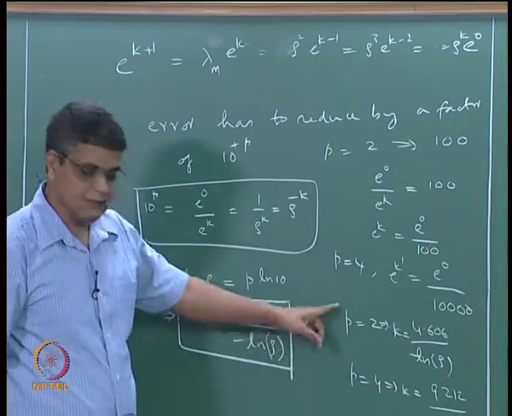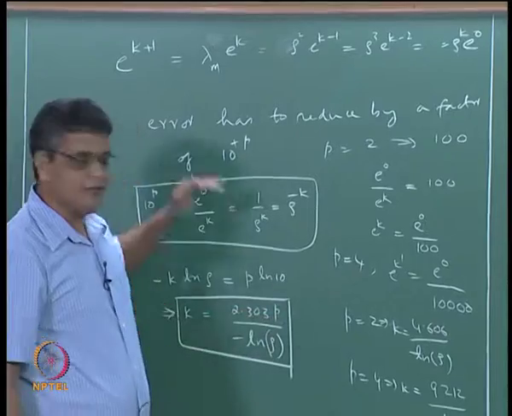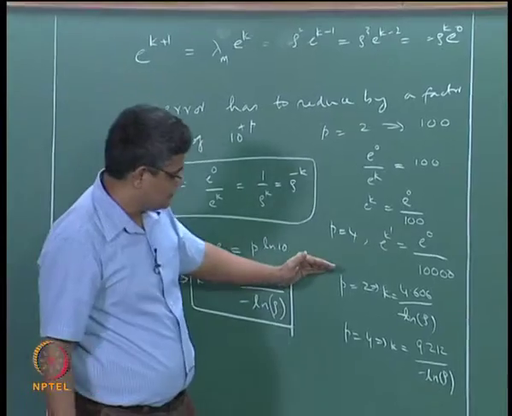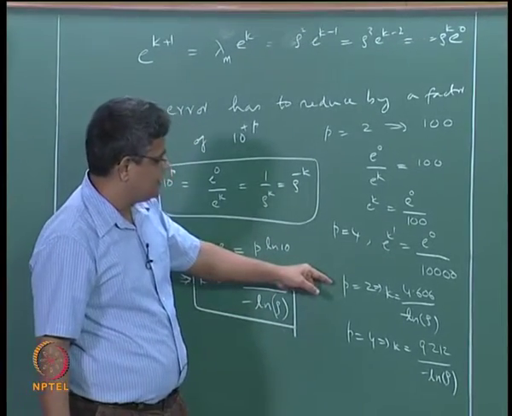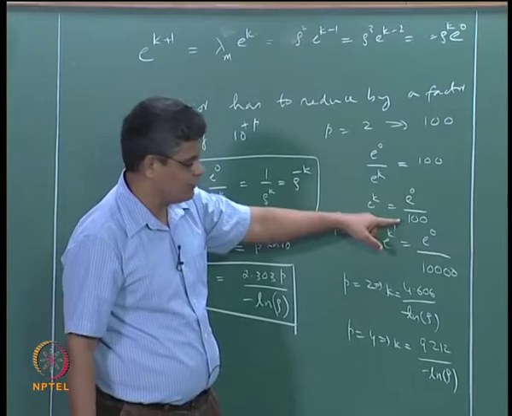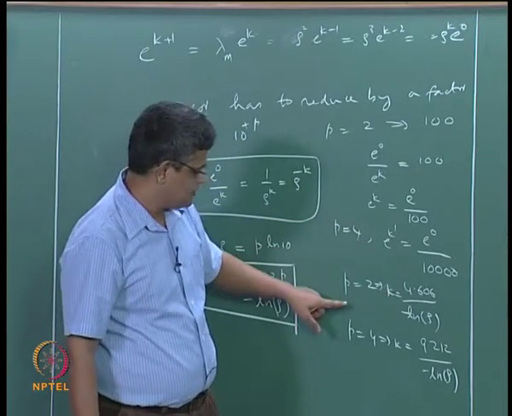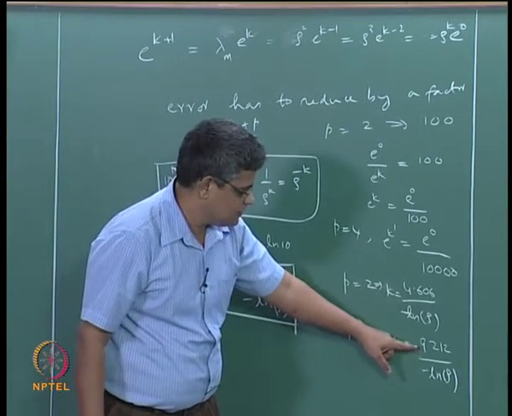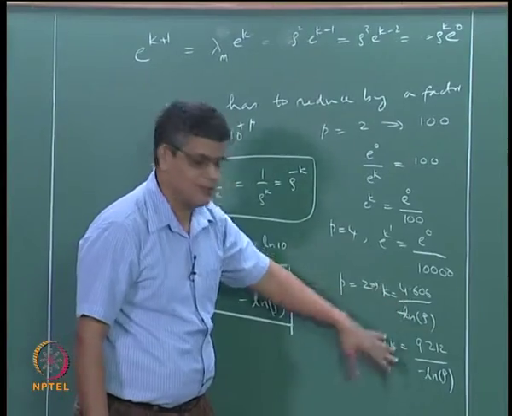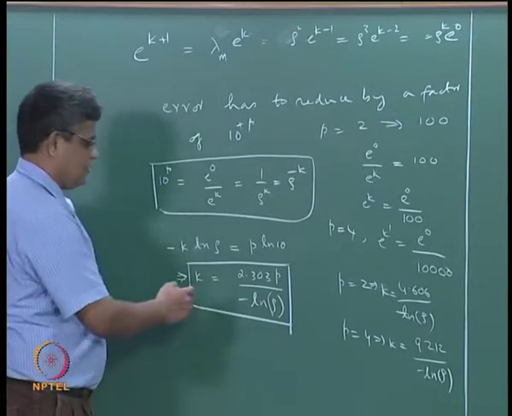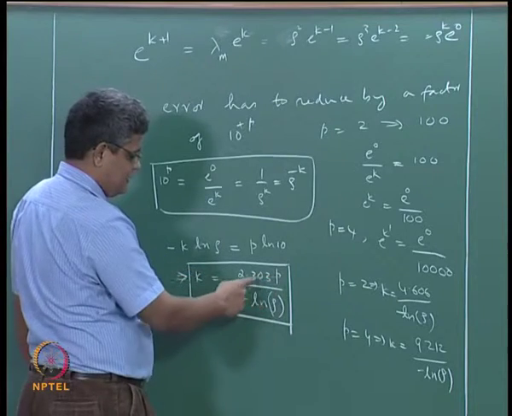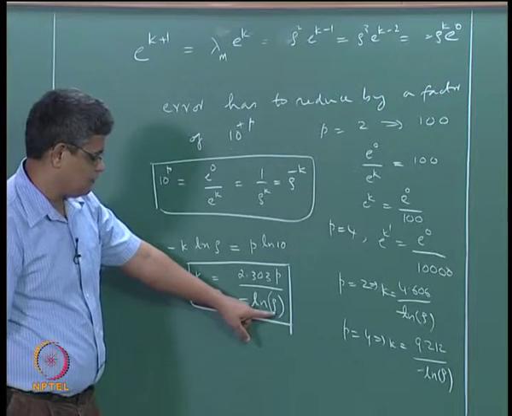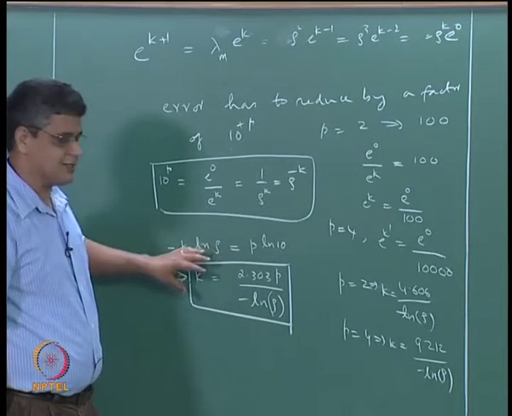And what we see from here is that for a given matrix the spectral radius is fixed. Okay. So if you want to go from an error reduction of 100 times to 10,000 times, that is to reduce the error by 2 orders of magnitude, the number of further iterations is fixed. Okay. So per 1 order of reduction we need 2.3 divided by minus ln rho iterations.